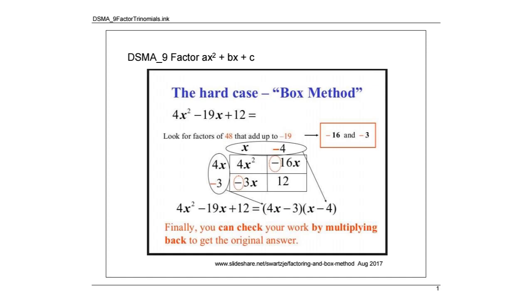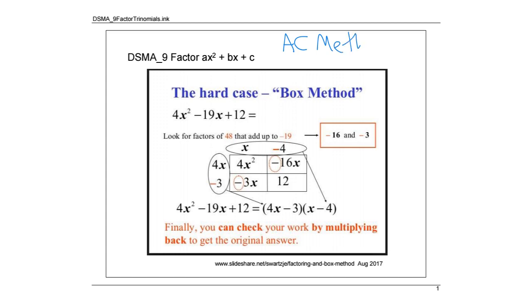All right, we are going to look at DSMA 9, factoring trinomials, but when we have a leading number in front of the x squared. So these are the hardest ones to factor. For the bulk of these, I'm going to do the same problem two different ways. I'm going to do the box method, and then I'm also going to do what we call the AC method.